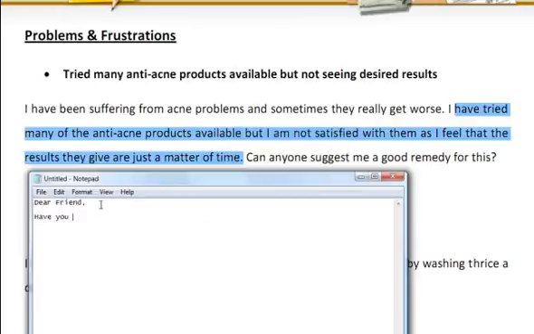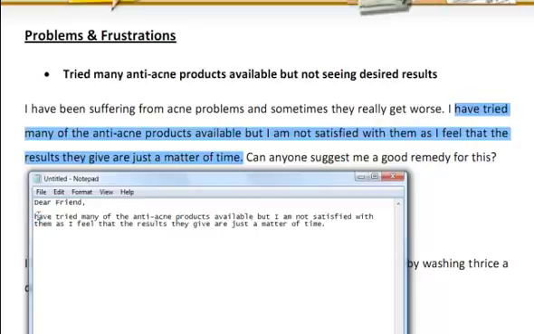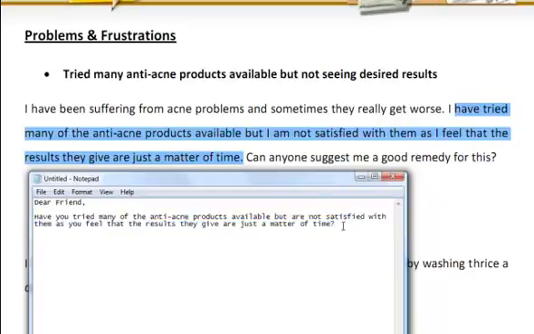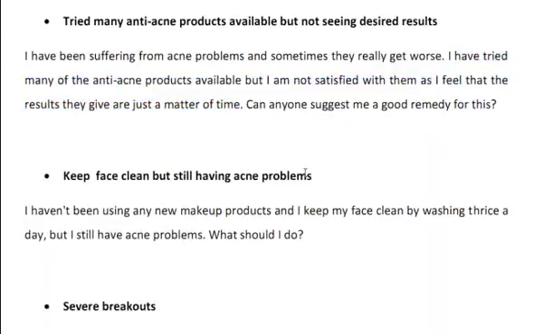So dear friend, have you tried many of the anti-acne products available but are not satisfied with them, as you feel that the results they give are just a matter of time? So this could be your first statement in your sales copy. Of course, do rewrite them if it doesn't make sense. Just see if you need to do any rewriting, but be sure to capture the emotion and the gist of the problem.